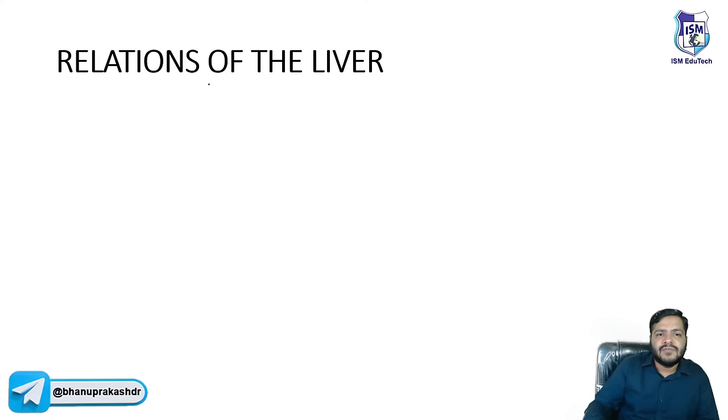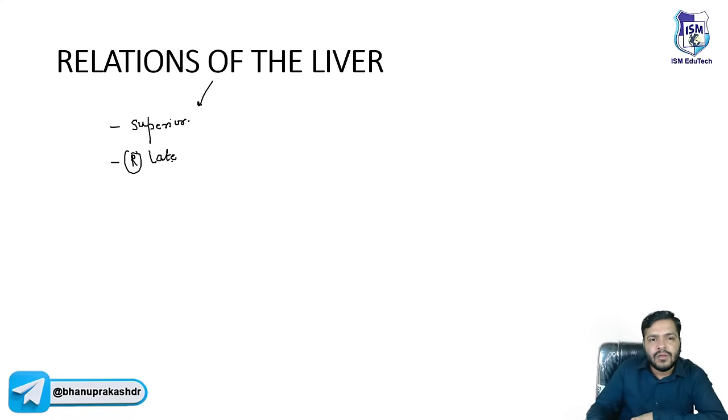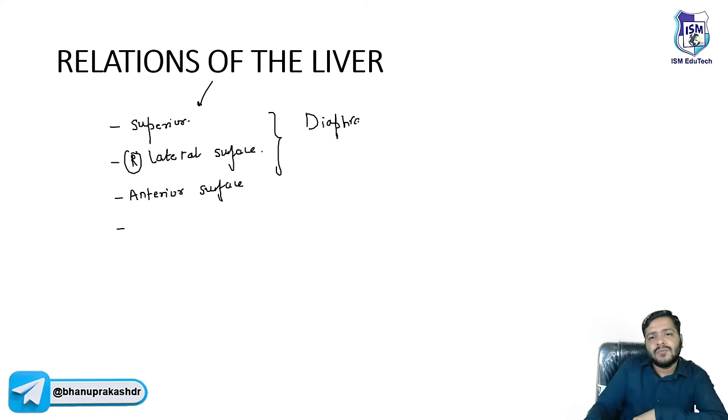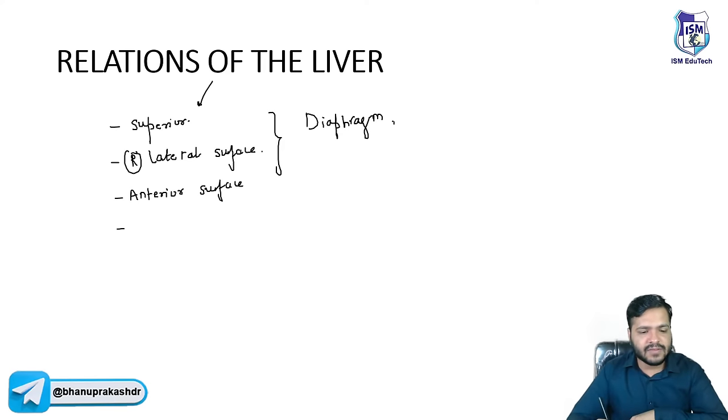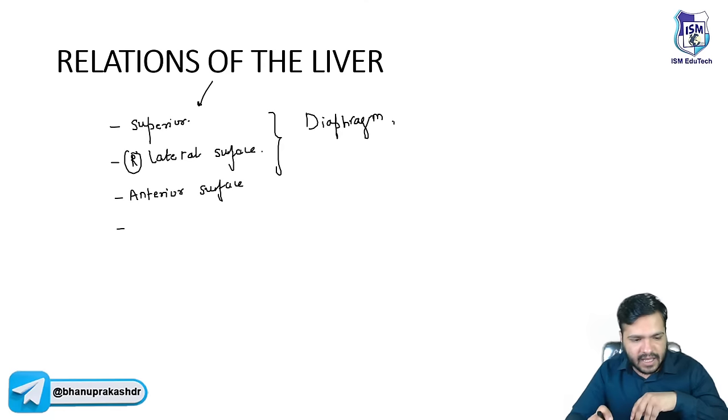Right now, relations of the liver, beta. You already know that we have, yes, Sanjana, Garima, very good beta. So you already know, superiorly, the superior surface, right lateral surface. Right lateral surface, then we have the anterior surface. Superior surface, right lateral surface and anterior surface. These are related to the diaphragm. Even the posterior surface also, but in the posterior surface there are many other things also present.